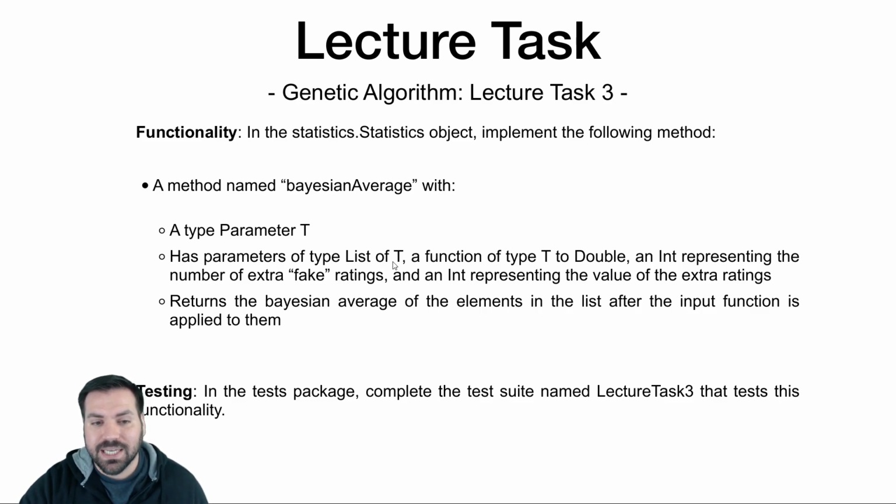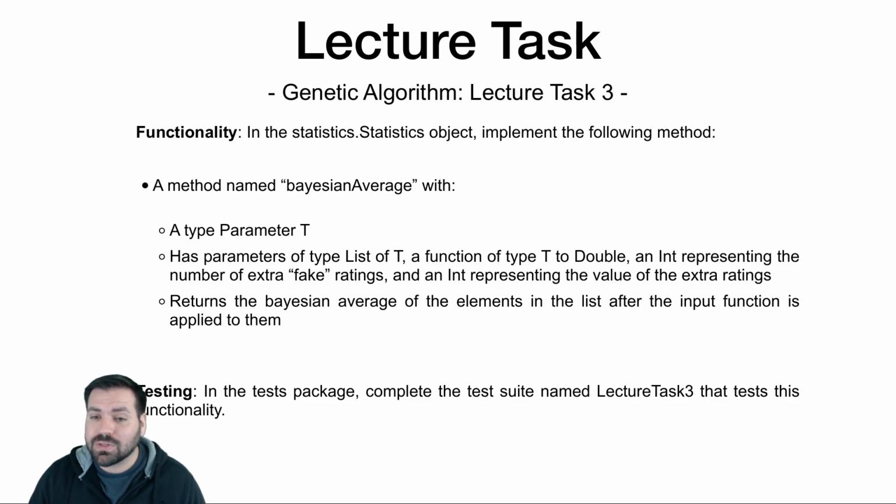So we have a list of t, but we don't know what t is. It's going to be different. It could be different every time this method is called. So we take that list of t that we don't know how to work with. We take this function, which takes a type t and returns a double, and apply this function to every element of the list. So we're going to take each element of this list, call this function on each element, and that's going to give us a double for every single t in that list.